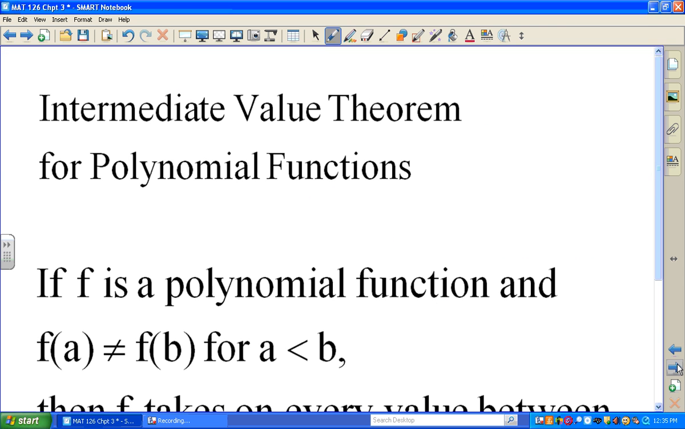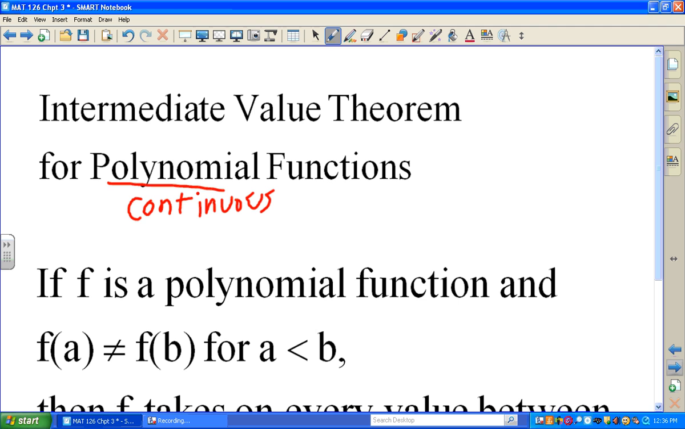I'm going to get to solving. The intermediate value theorem. Doesn't it sound impressive? Yes, it does, especially when I say the intermediate value theorem for polynomial functions. The reason it says that is the intermediate value theorem doesn't work unless the function is continuous. For polynomial functions, we know they are continuous. No breaks, no holes in the graph, nothing. They are continuous.